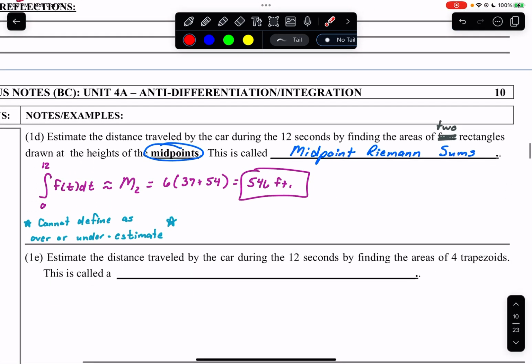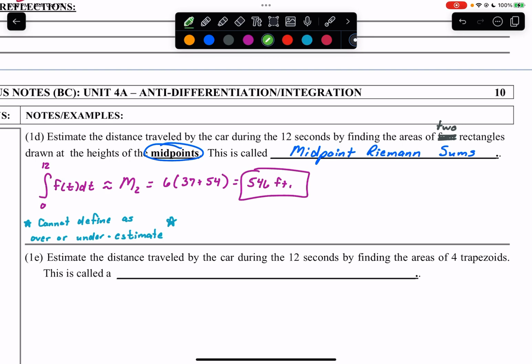You're going to be very tempted to try to average these. Okay, note, do not average right and left to find midpoint. You have to use the actual middle. So the average will not get you that 546. And you're going to want to, so be careful.